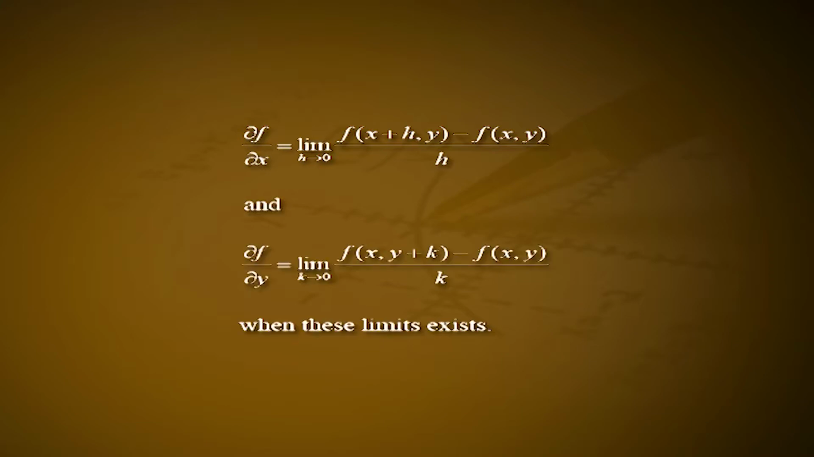Therefore, ∂f/∂x is equal to the limit of [f(x+h, y) − f(x,y)] divided by h as h tends to 0, and ∂f/∂y is equal to the limit of [f(x, y+k) − f(x,y)] divided by k as k tends to 0, when this limit exists.